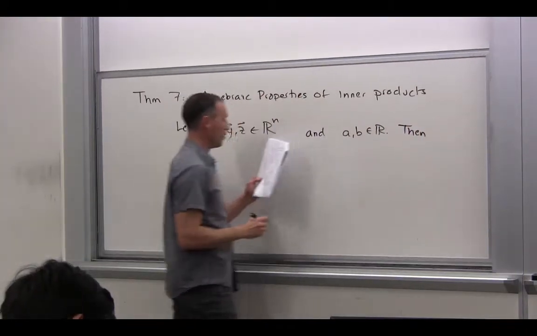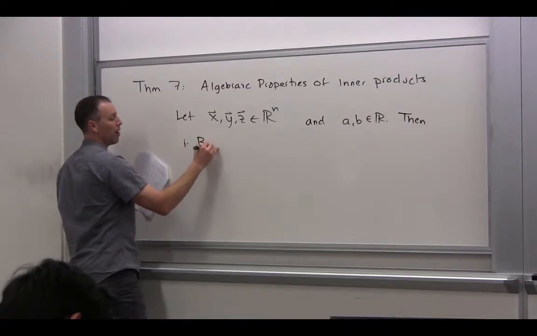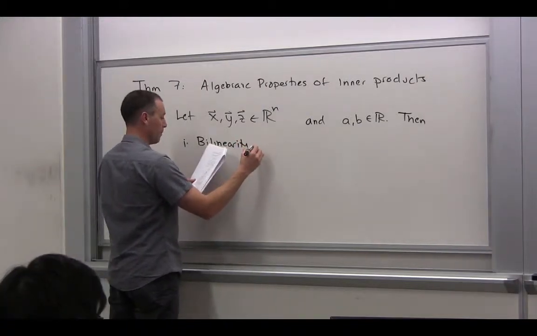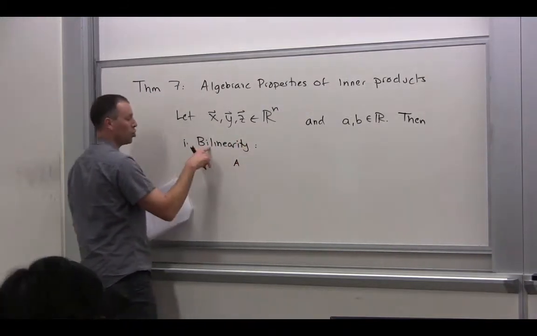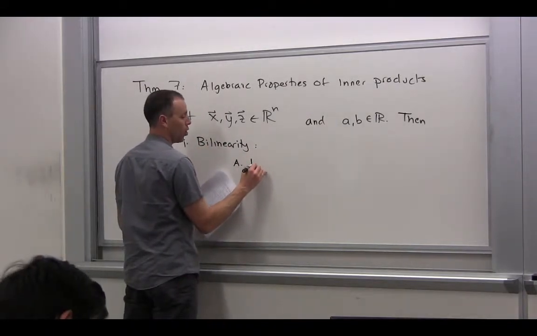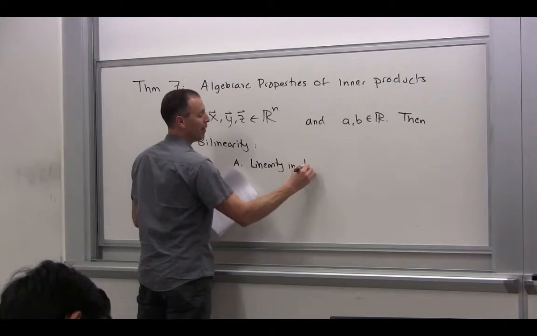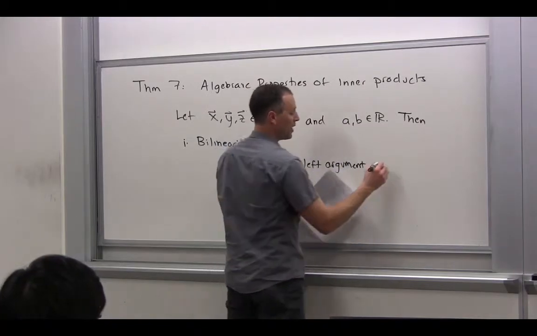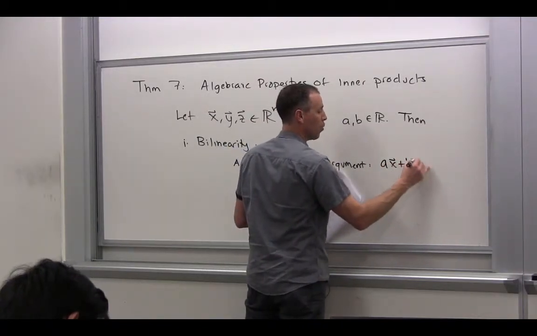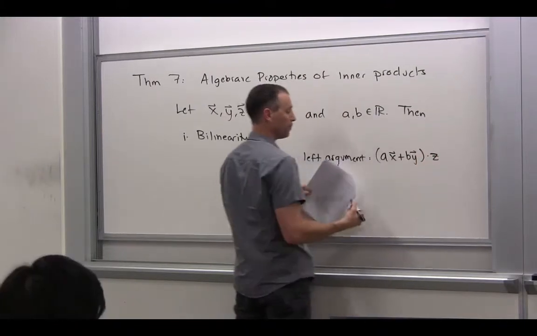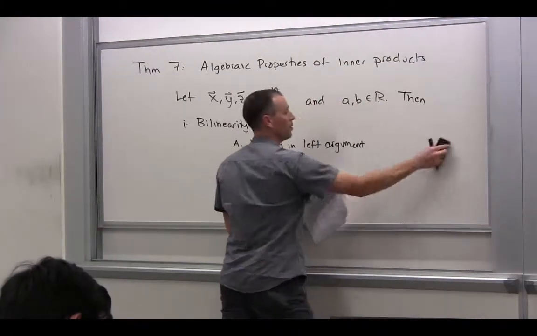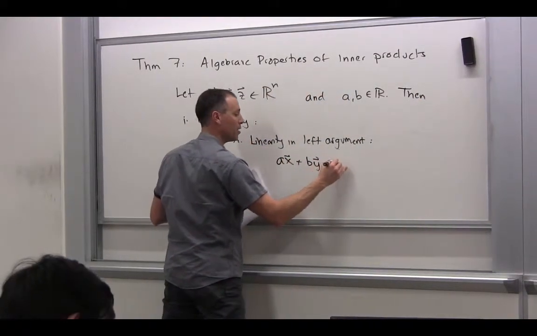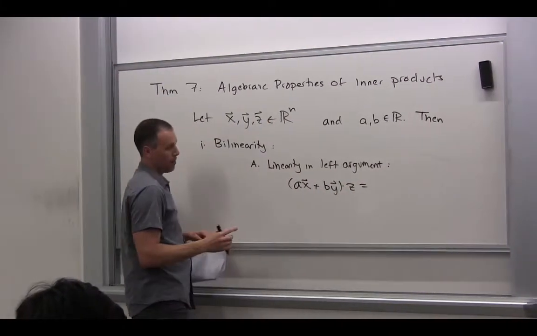Then we have a few things to be true. The first algebraic property of an inner product is something known as bilinearity. And I like to think about bilinearity as two linearities. One of them is called linearity in the left argument. And that means if I take ax plus by and I dot it with z, I guess I should be a little careful here. ax plus by dotted with z. Can you guess what's going to happen?